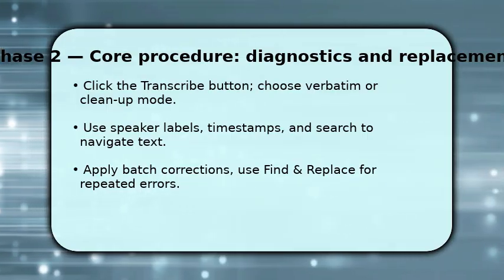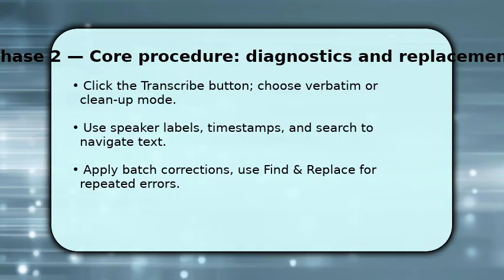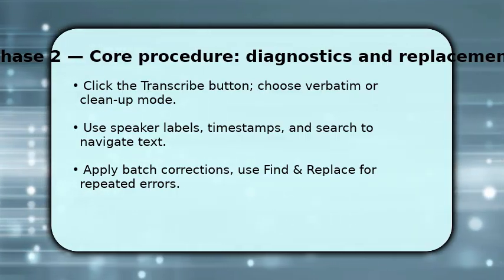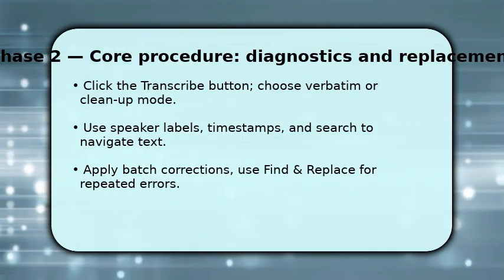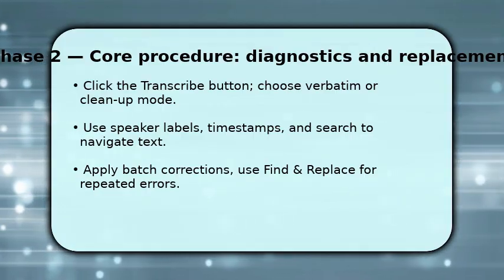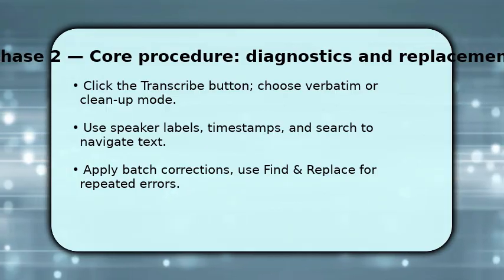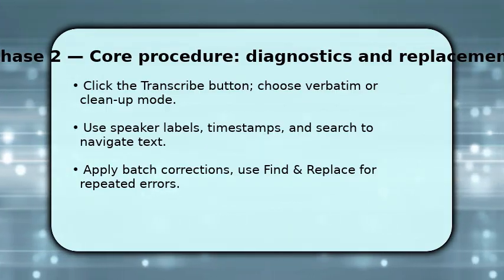After transcription, skim for high-confidence segments first, then use Find and Replace for recurring misheard words. You should listen to low-confidence markers while editing text. That way, edits fix both transcript and waveform. Use shortcuts to speed repeat edits. This saves time on long interviews.